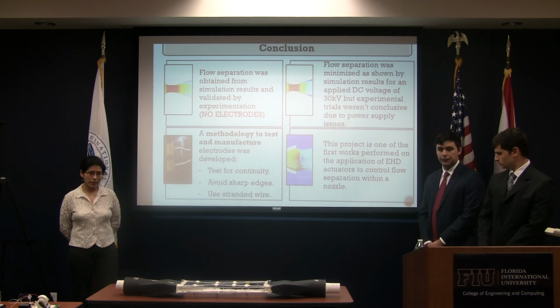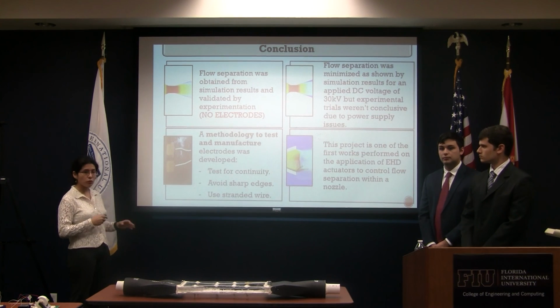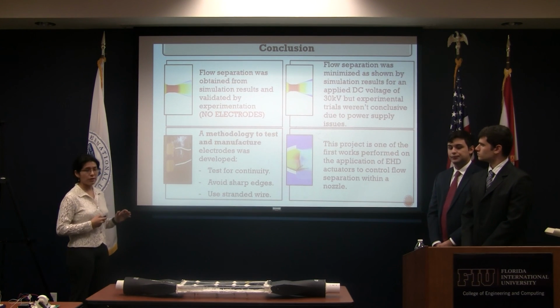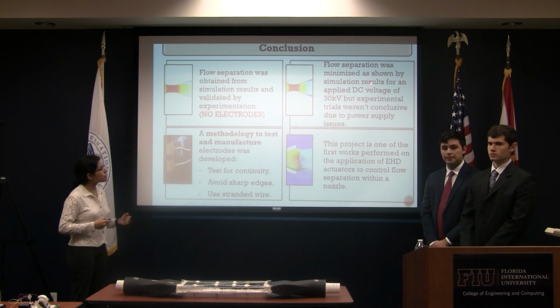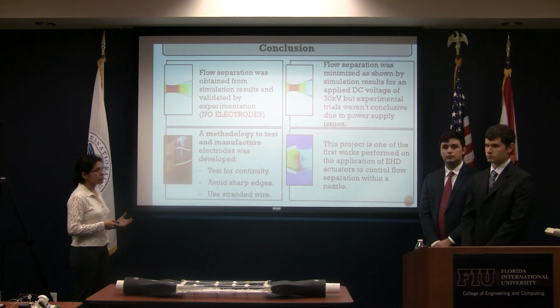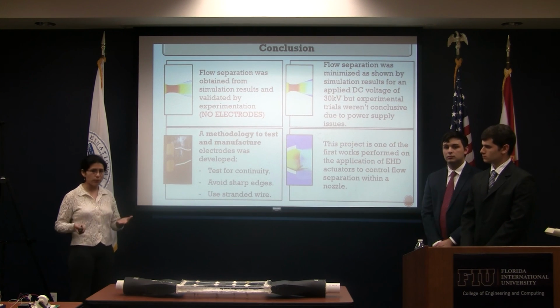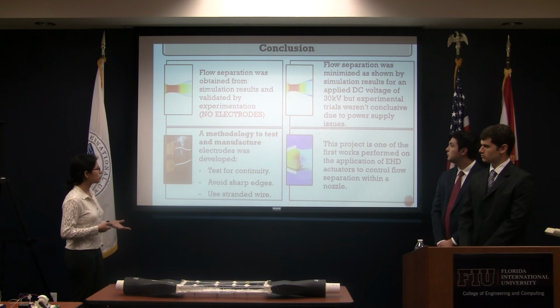So as a conclusion, we can say that we did manage to validate our simulation results for flow separation without electrodes by experimentation, as you saw before. Next, we were able to minimize flow separation by using simulations applying voltages between 10,000 and 30,000 volts. However, because of issues with the power supply, our experimental results are inconclusive.